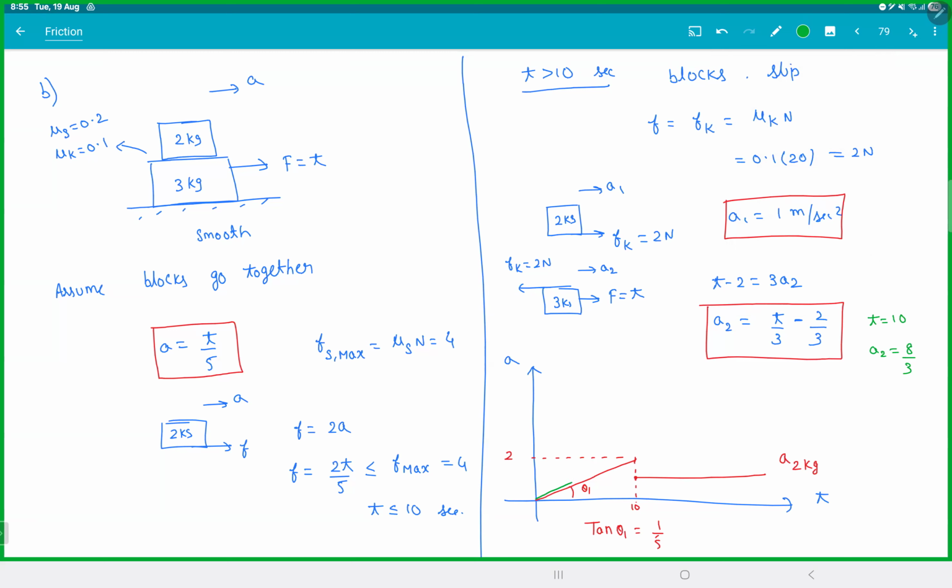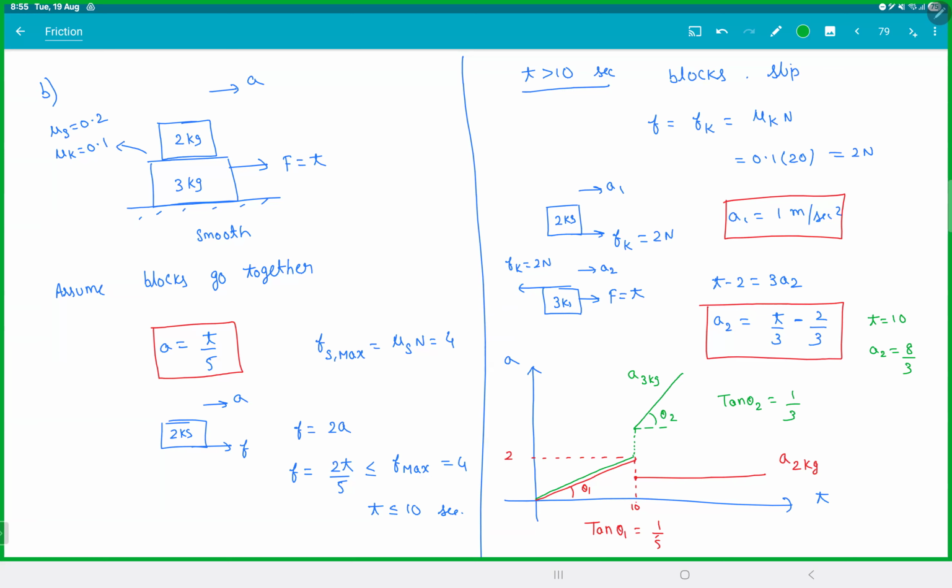That means the 3 kg block graph will be like this. And then suddenly it jumps up. Then it becomes like this. This is theta 2, where tan theta 2 is 1 by 3. This is the acceleration of the 3 kg block. That is how the graph looks, everyone. It will be discontinuous.